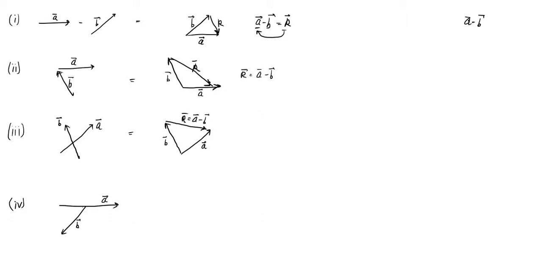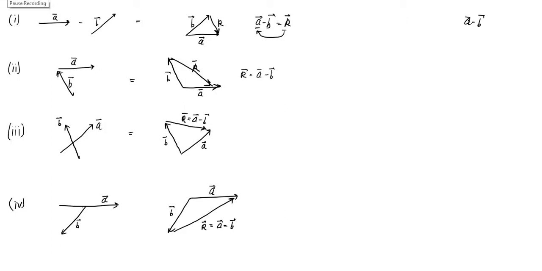Similarly, in the last case, the fourth case, we have to join two vectors from tail to tail. So this is vector A, and if we join vector B from the tail of A, this vector will be B. We need to find vector A minus B. So this vector will be the line joining the two heads of the two vectors. So this vector will be vector A minus B, and this R is equal to vector A minus vector B. This method is a little bit tricky, but practicing this method will give you more benefit.